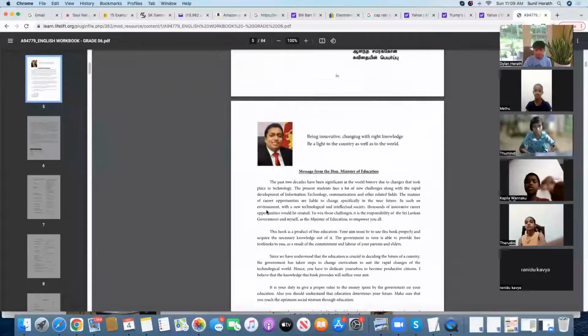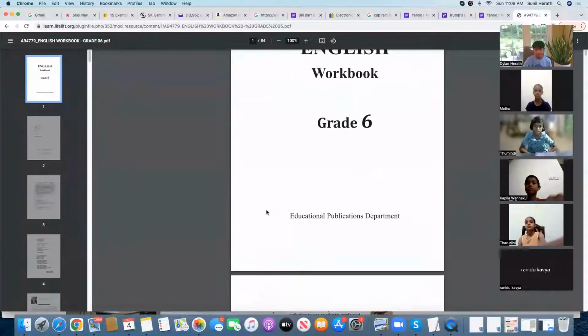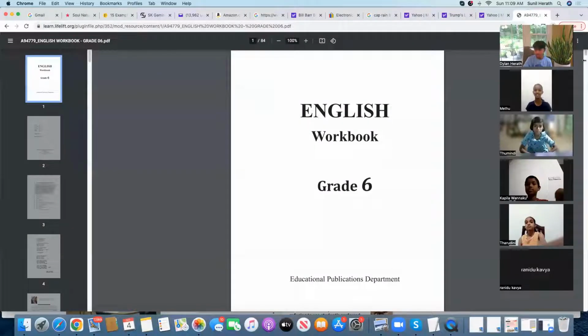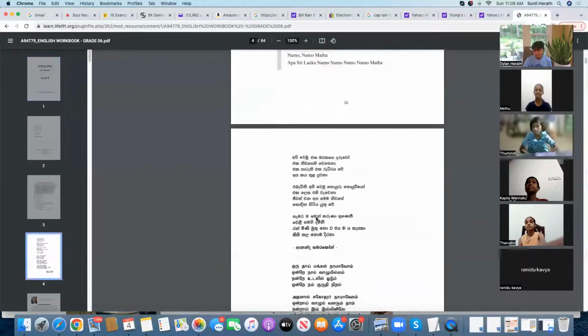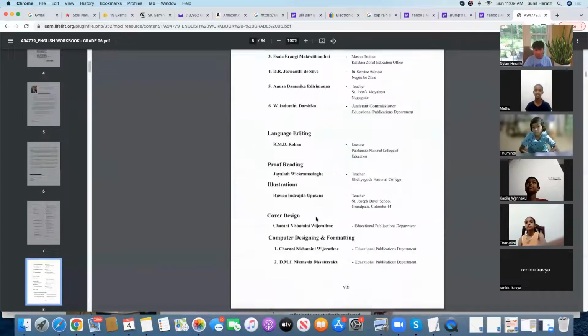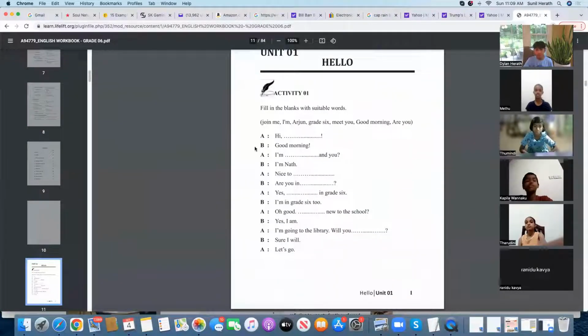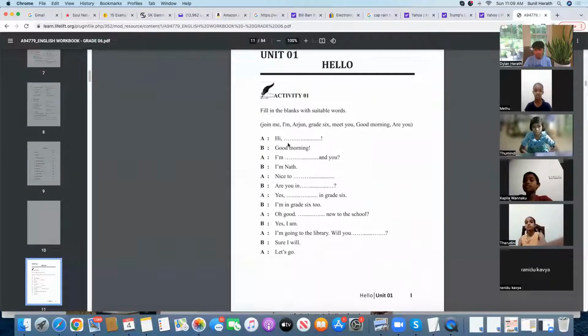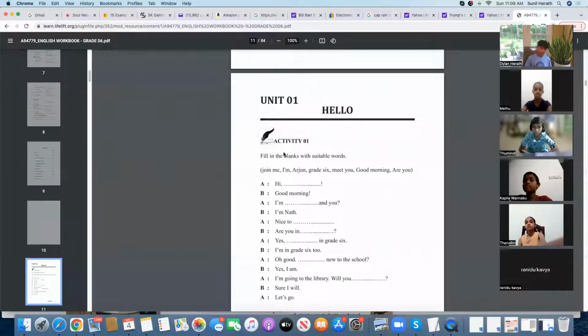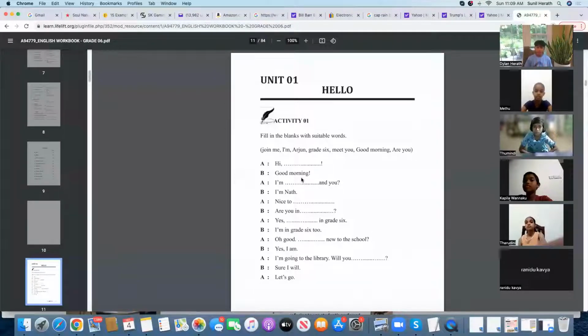We finished the 5th grade book. Now we are on the 6th grade workbook. So, congratulations, you finished the first book. Last week we went over the first 3 units. Actually, no, we got to the 3rd unit, and as you can see, in unit 1 we were just practicing phrases, saying hi, good morning, just having a conversation.